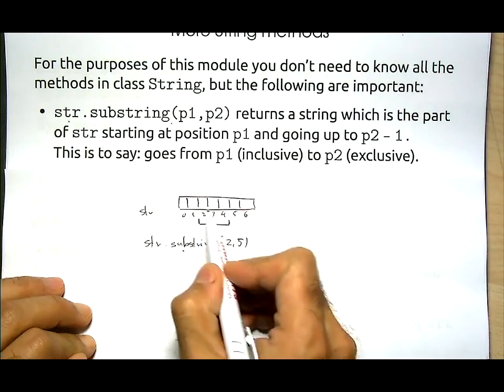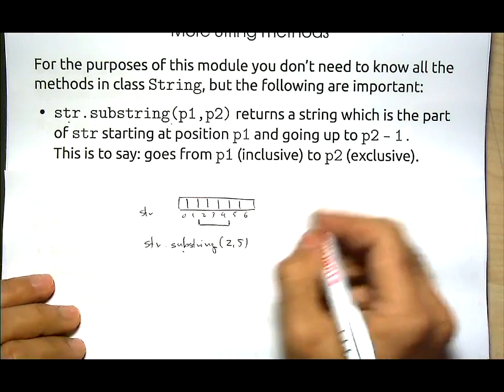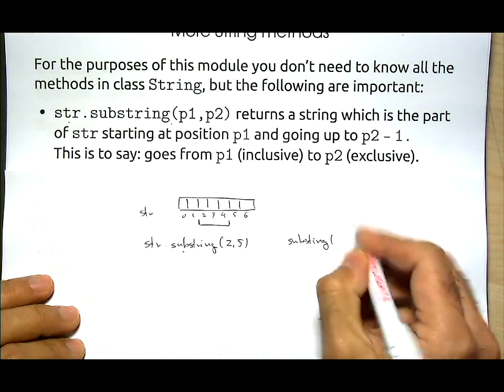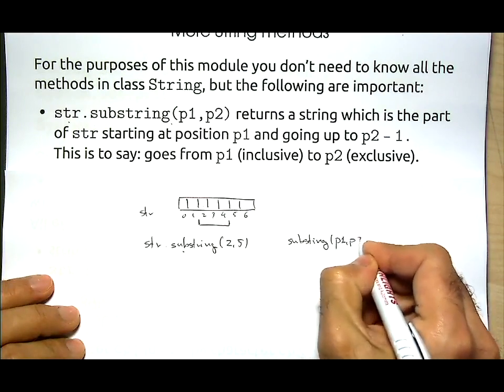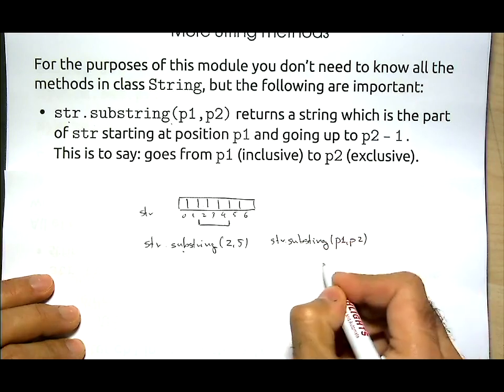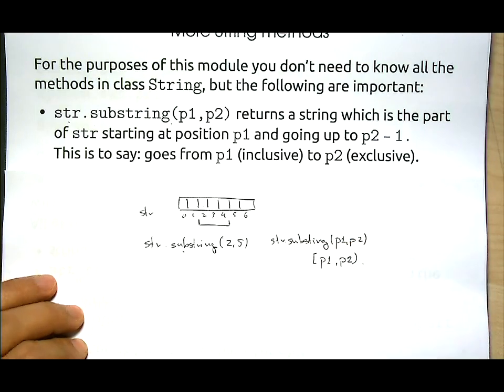So basically it returns a string of length 5 minus 2, 3. So, substring(P1, P2) returns a substring of str that goes from P1 inclusive to P2 exclusive. Okay?